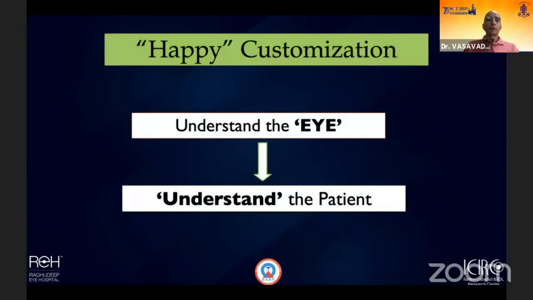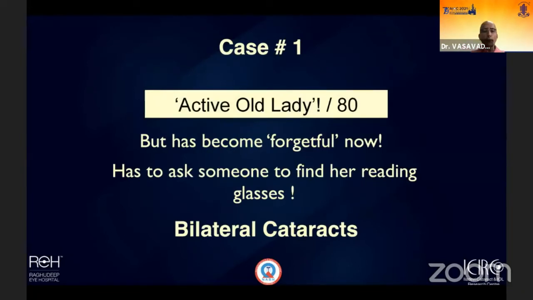So if you really want to go for happy customization, as we heard in the previous presentation, obviously fundamental is to understand the eye, understand the patient, and have an appropriate solution in terms of intraocular lens. I'm going to share 1, 2, or 3 cases for you. This is a very typical patient of a cataract population: an elderly patient, not very active, say 70 years or plus, and with age, many of them become forgetful. This lady was one of those, and really had to struggle to find where she had put the glasses.